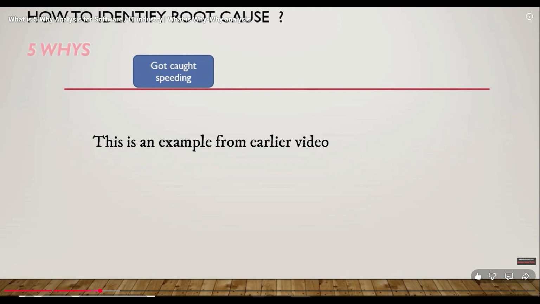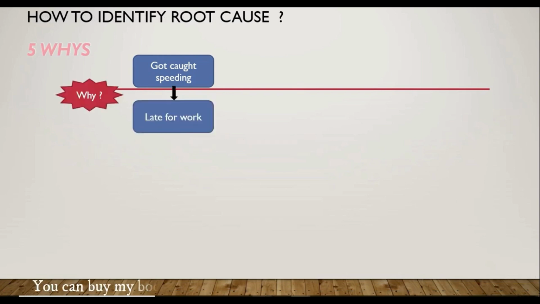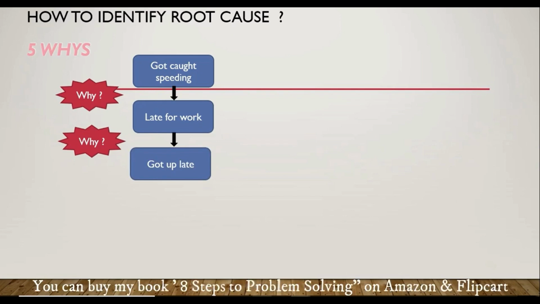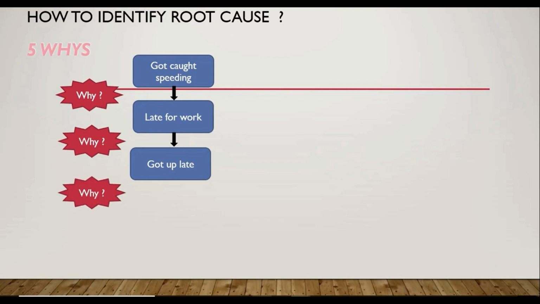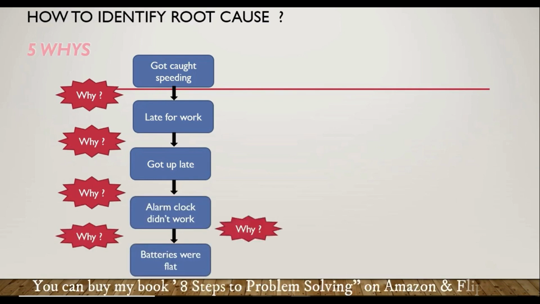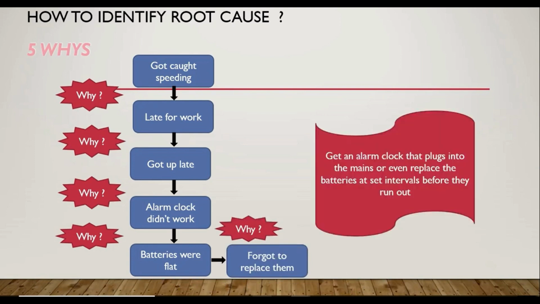So you got caught speeding. The first why was asked: why were you speeding? The answer was that I was getting late for work. The next why was asked: why were you getting late for work? The answer is I got up late. So this answer to the first why becomes the question for the next why. Why did you get up late? The alarm clock did not work. Why did your alarm clock not work? Because the batteries were flat. Why were the batteries flat? Because I forgot to replace them. This is the final root cause, and now you have to find out the solution to this particular problem.